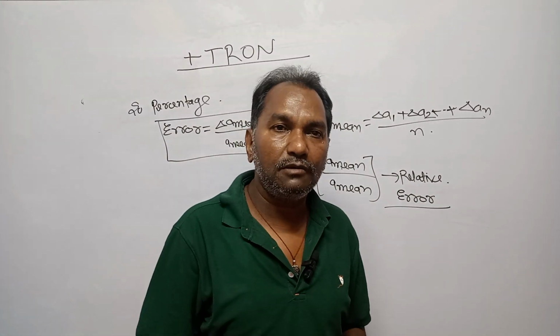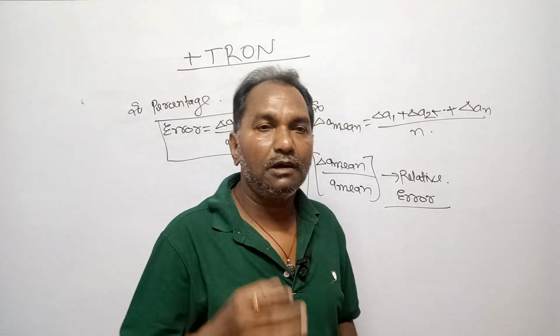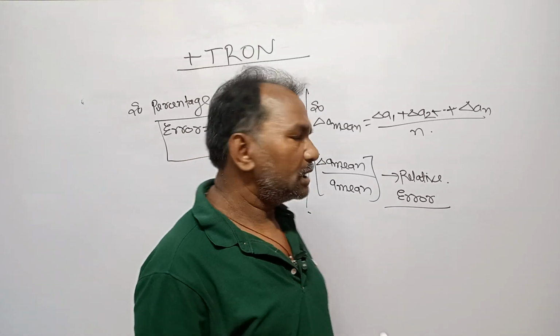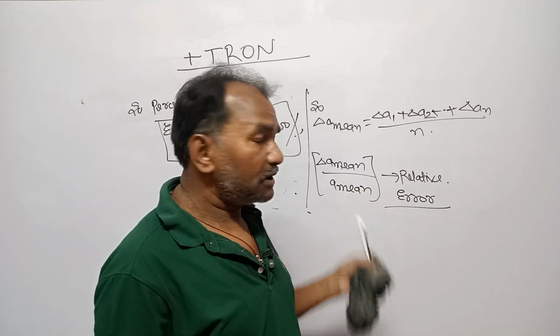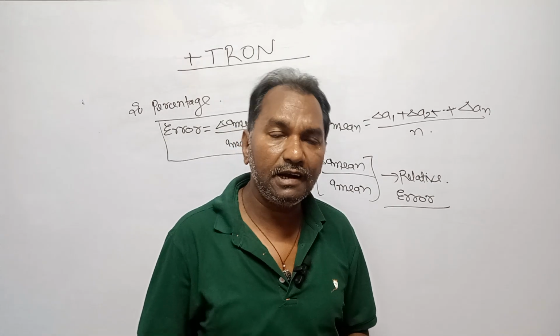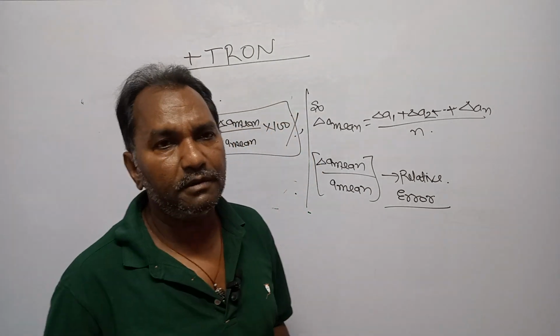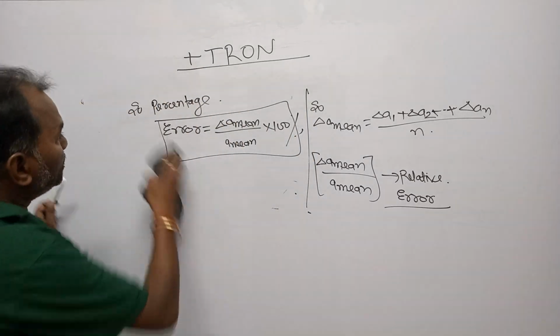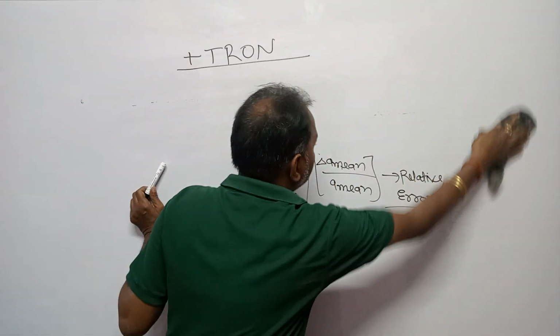Then, like the mean value, we should know the mean value of permissible error, that is, the mean value of error we find. And now the mean value of error divided by the mean value of that experiment is called the relative error, and when it is multiplied by 100, this is said to be the percentage error. Now dear students, let's move further.